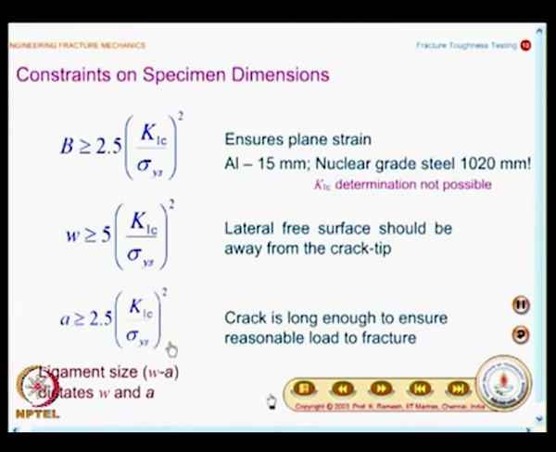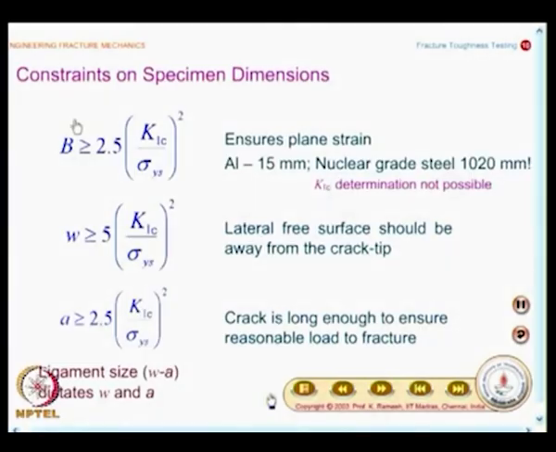and if you have really noted in all the standard specimens for fracture toughness testing, the value of A by W is around 0.45 to 0.55, you maintain it like that. So, if you go for non-standard specimens, then you will have to individually worry for how B should be selected and how A should be selected. In the case of standard specimens, the specimen dimension takes care of it.